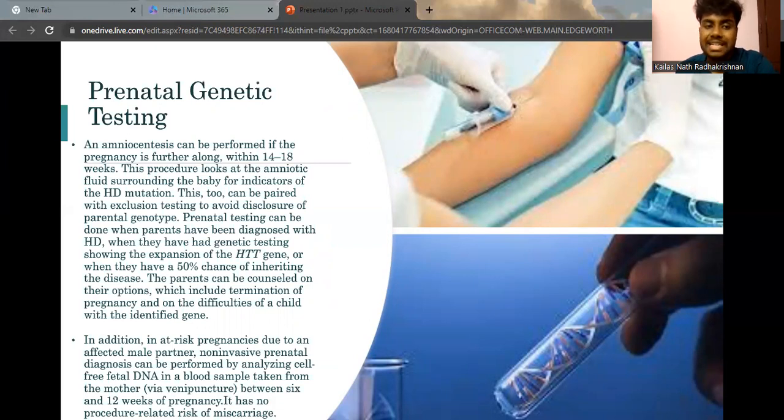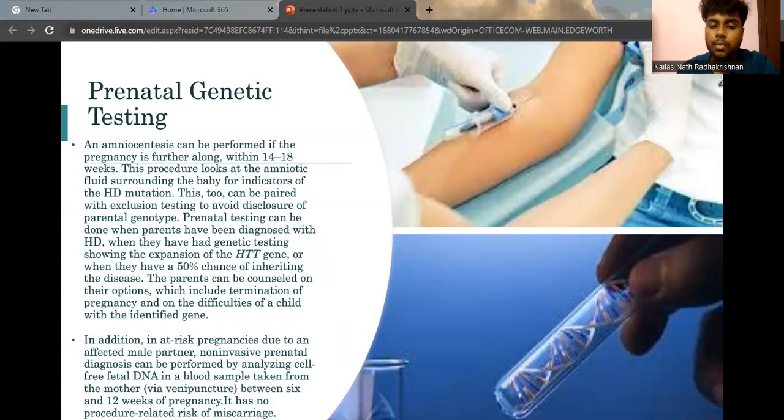Now about prenatal genetic testing. Obtaining a prenatal diagnosis for an embryo or fetus in the womb is also possible using fetal genetic material acquired through chorionic villus sampling, and amniocentesis can be performed if the pregnancy is further along, within 14 to 18 weeks. This procedure looks at the amniotic fluid surrounding the baby for indicators of the Huntington disease mutation. These too can be paired with exclusion testing to avoid disclosure of parental genotype.